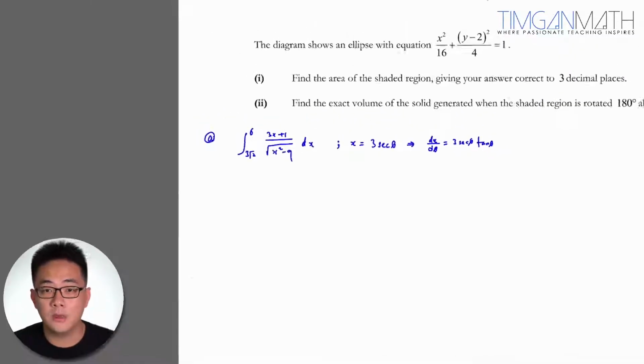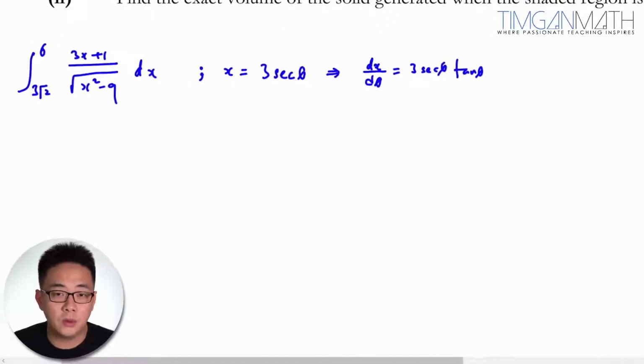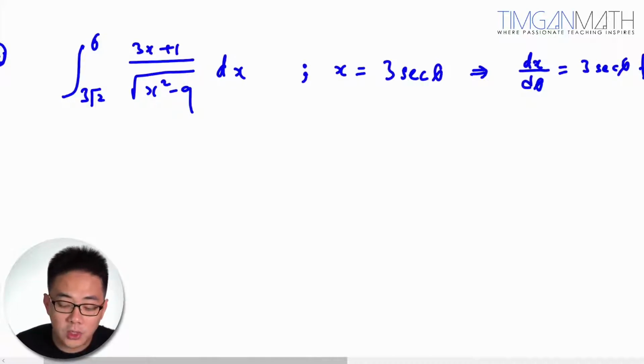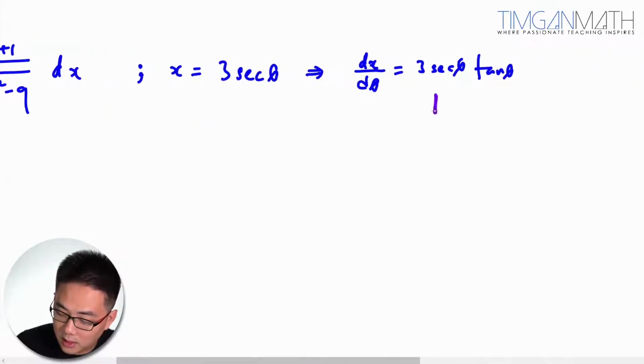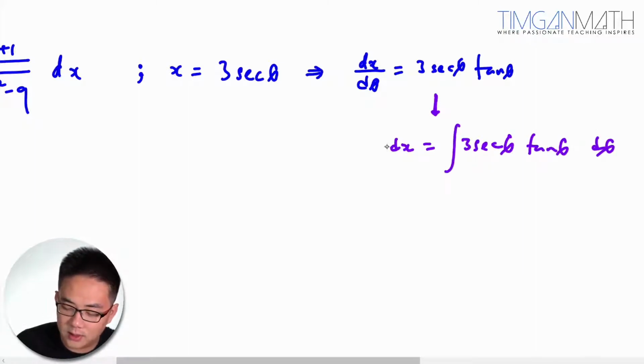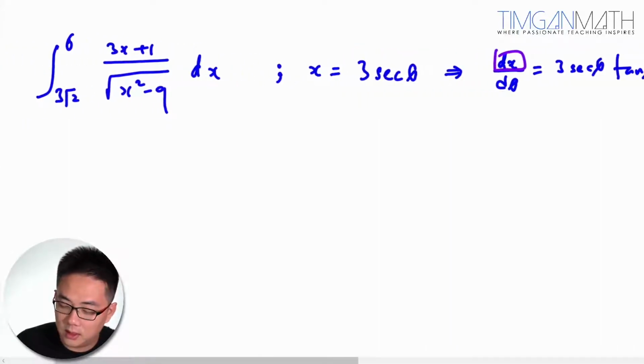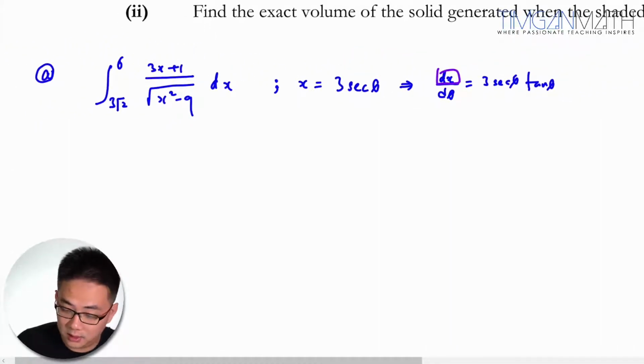Okay, so that's pretty okay. After which you need to change everything into theta, so that we could integrate this. So for this part, we just put dx. Now don't write this in the exam. Some schools do not want you to write this, so just write this sideways. So we know that dx would just be 3 secant theta tangent theta d theta.